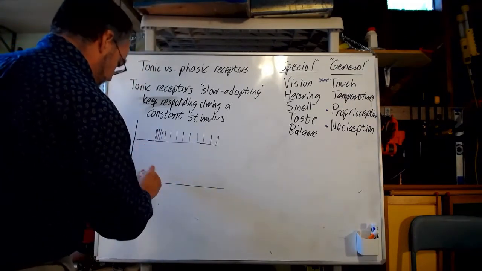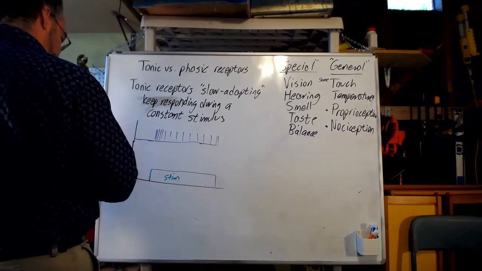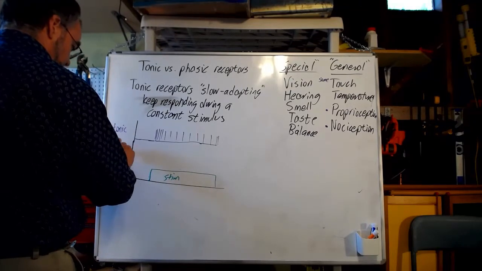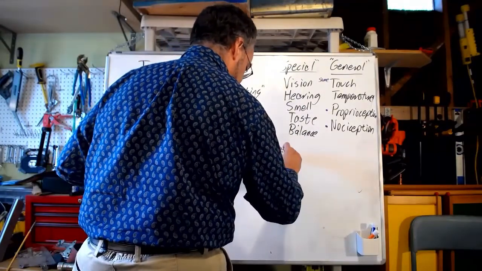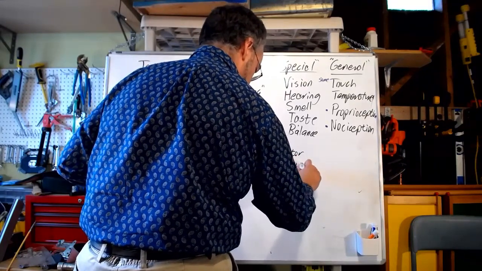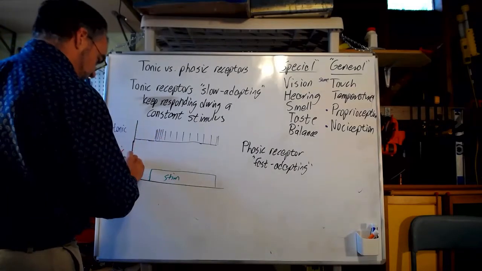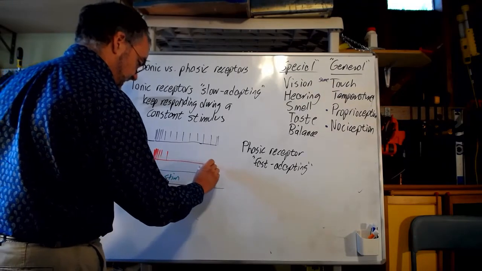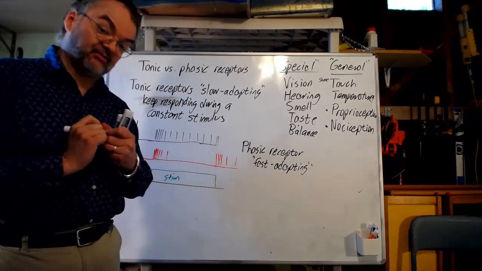So here was our stimulus. This purple was our tonic receptor. So a phasic touch receptor, also known as fast adapting, stops responding after a little while if the stimulus doesn't change. My phasic receptor will respond very strongly when the stimulus begins, and probably again when it ends. But if the stimulus just keeps going, the phasic receptor stops responding pretty quickly.